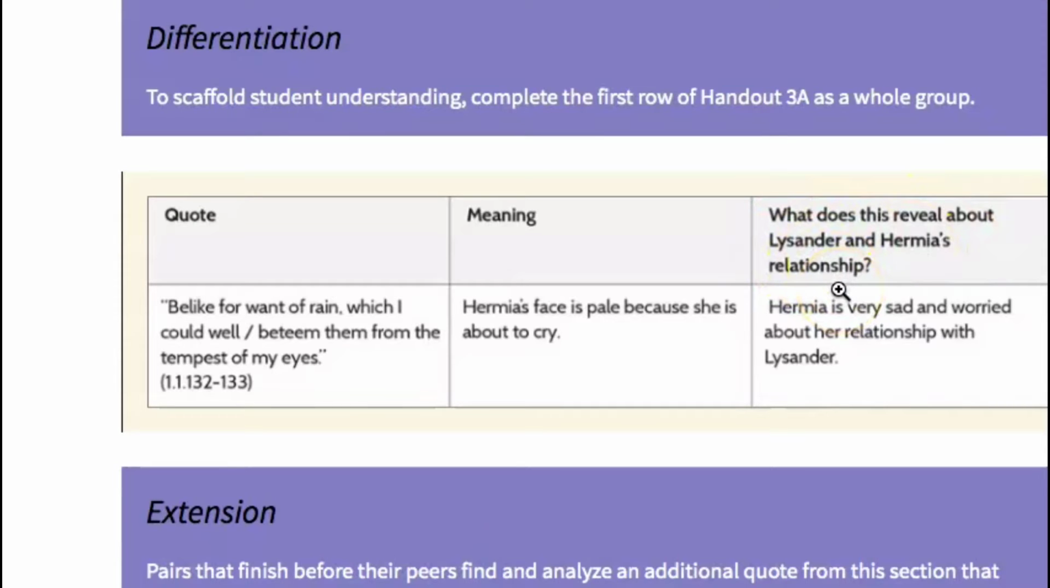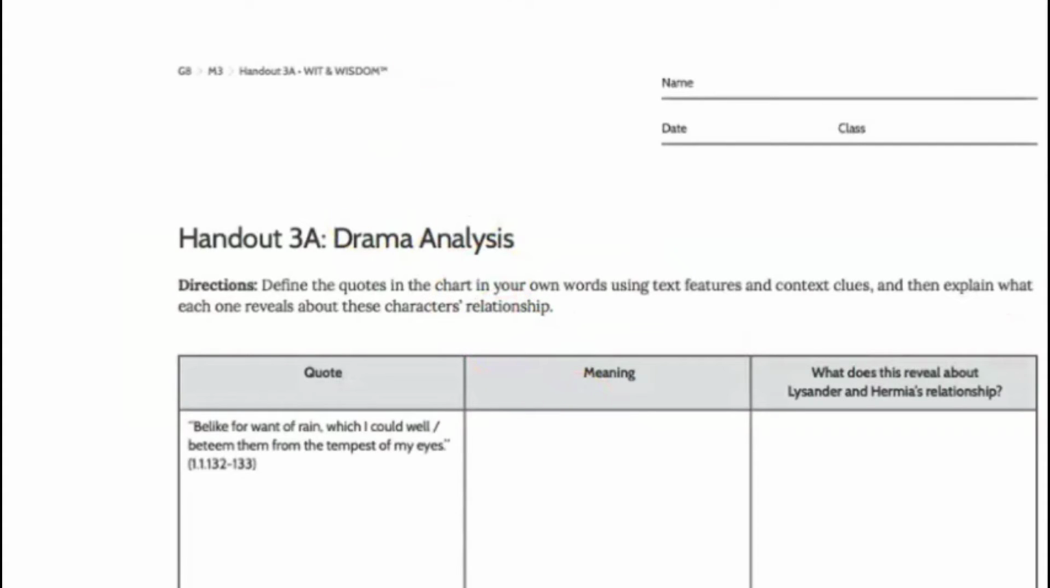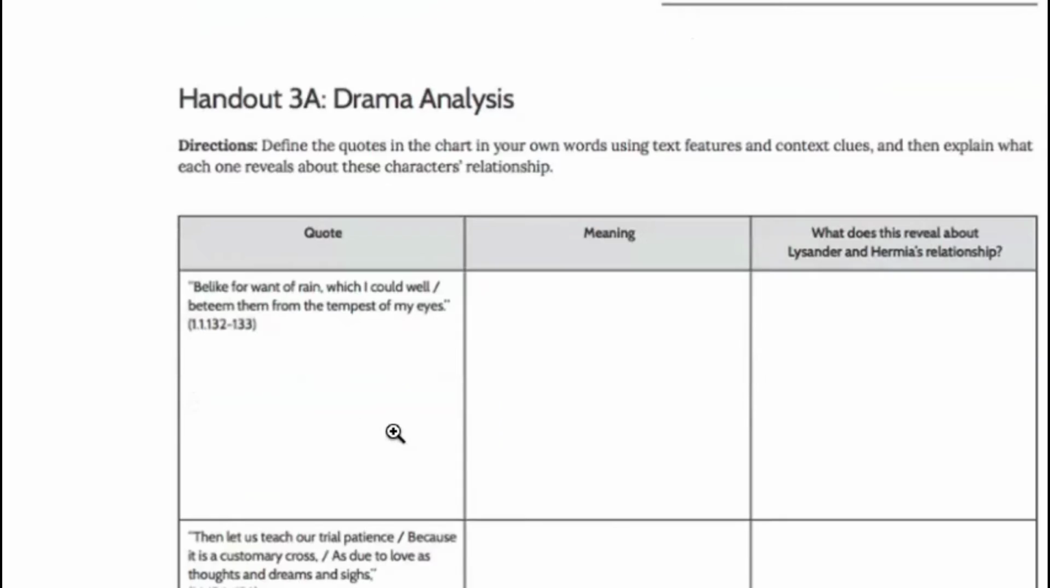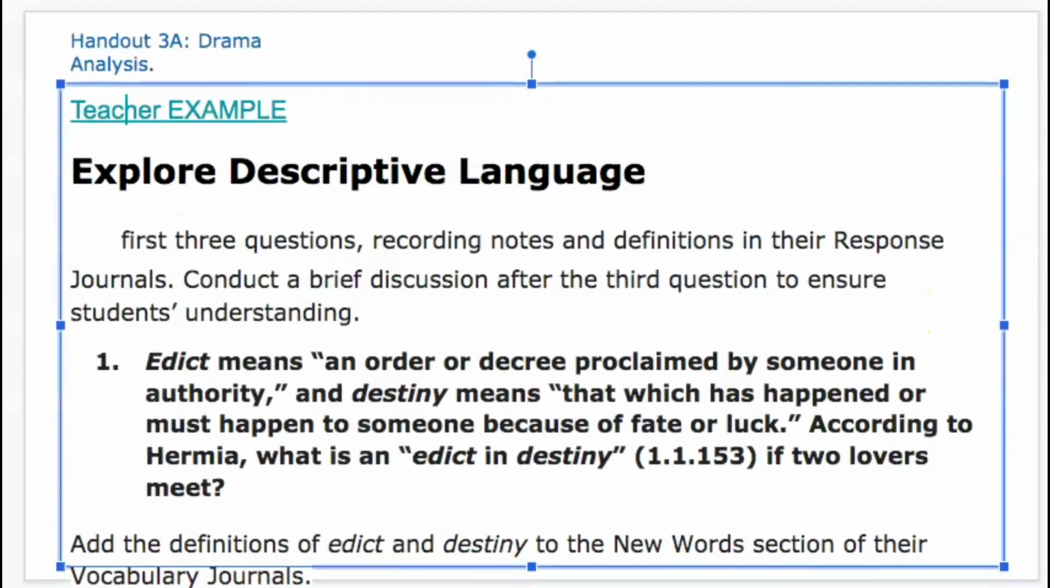So now you're just analyzing the text and finding lines that give you information about Lysander and Hermia's relationship, writing this on handout 3A for your drama analysis. The handout looks like this. The quotes are going to be given to you. And all you're going to do is tell me what this quote means and what it tells you about Lysander and Hermia's relationship.